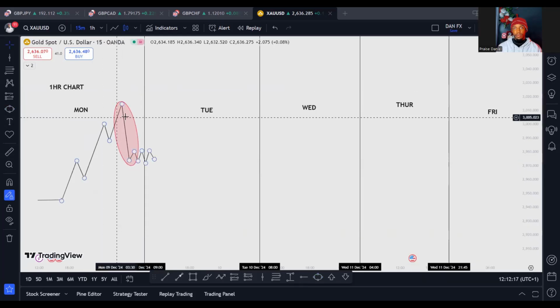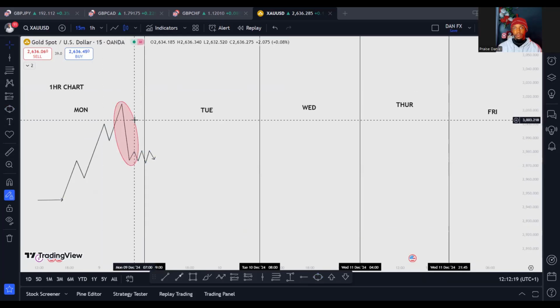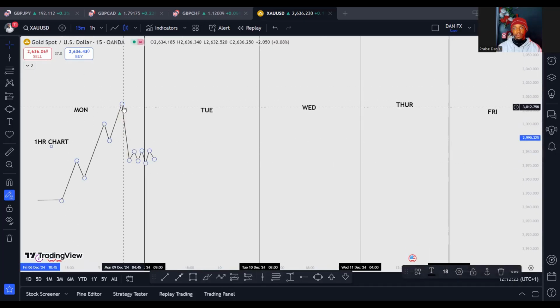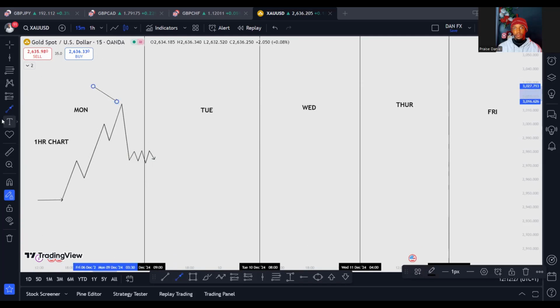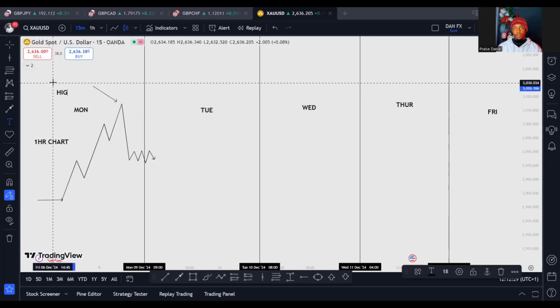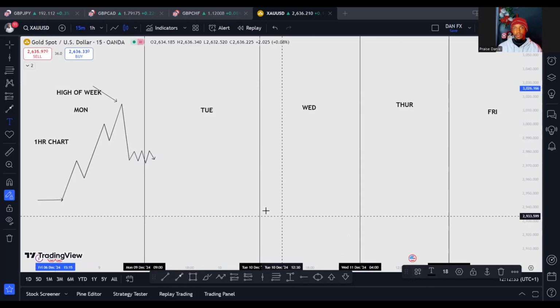Once we get this pullback, we know that, okay, this is Monday, and this is the highest point for Monday, so that automatically means this is the highest point for the week. So that means this is the high of the week.